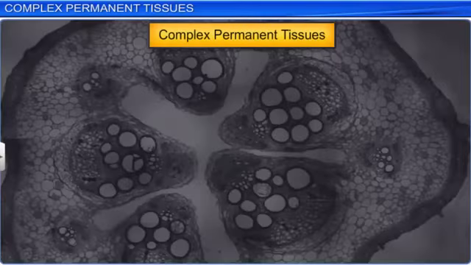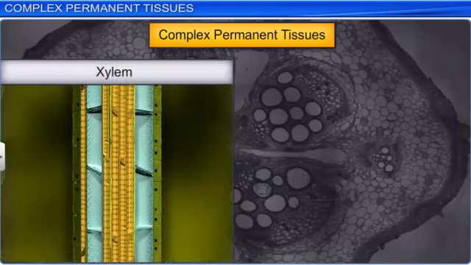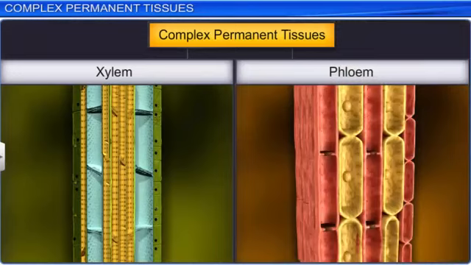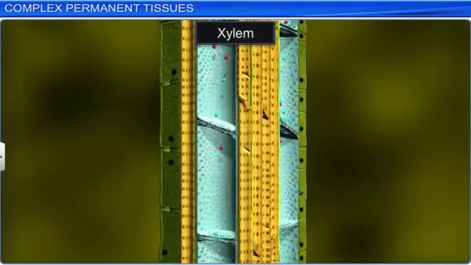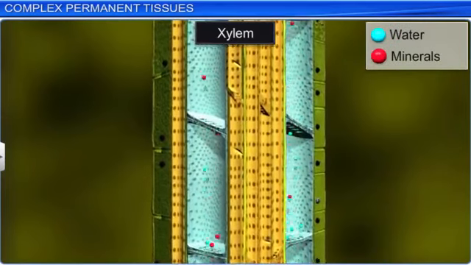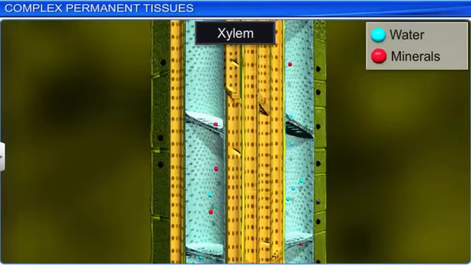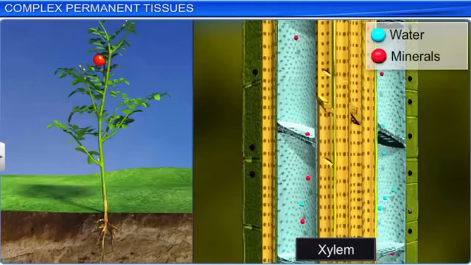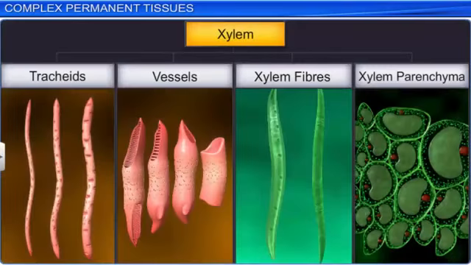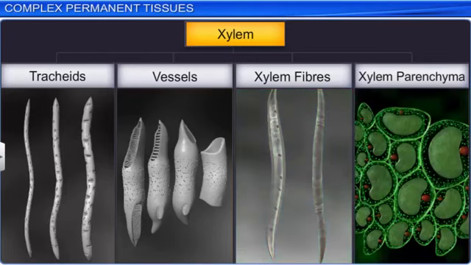There are two types of complex permanent tissues in plants: xylem and phloem. Xylem performs the function of conduction of water and minerals from the roots to the stem and leaves. It also provides mechanical strength to the plant. Xylem consists of 4 different types of cells: tracheids, vessels, xylem fibers, and xylem parenchyma.